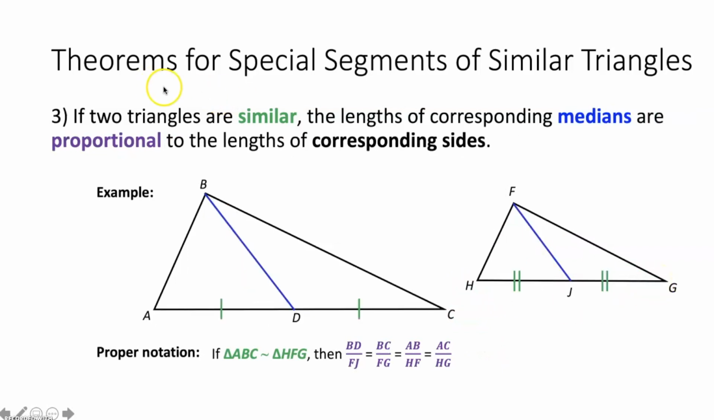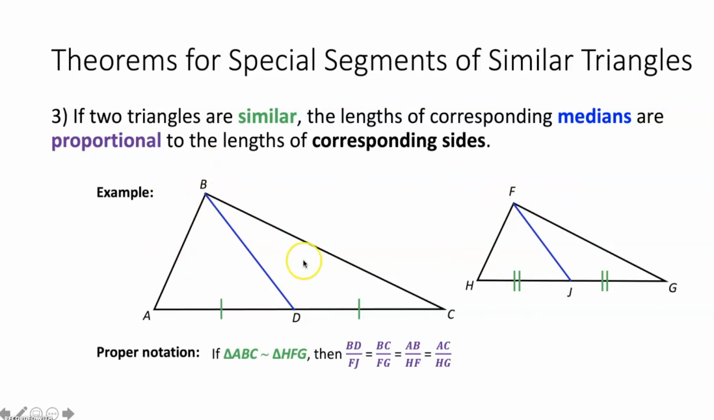Now, the third theorem for special segments in similar triangles says if two triangles are similar, then the lengths of the corresponding medians are proportional to the lengths of the corresponding sides. So this is saying the same thing that the previous two theorems were talking about, except this time we're talking about medians. So if we know that triangle ABC is similar to triangle HFG, then the lengths of the corresponding medians, the segments that go from the vertex to the midpoint of the opposite side in each of the triangles, must be proportional to the lengths of the corresponding sides in each of the similar triangles.